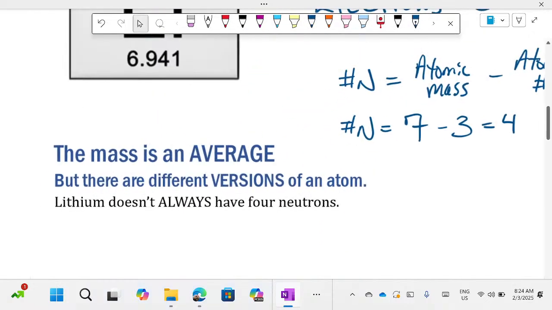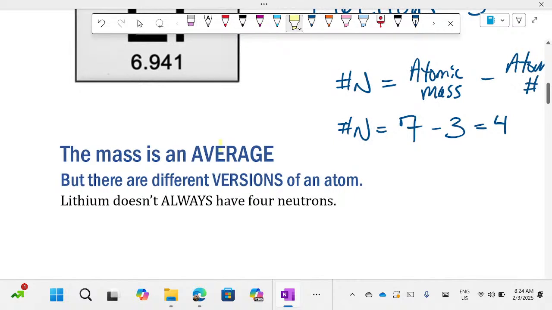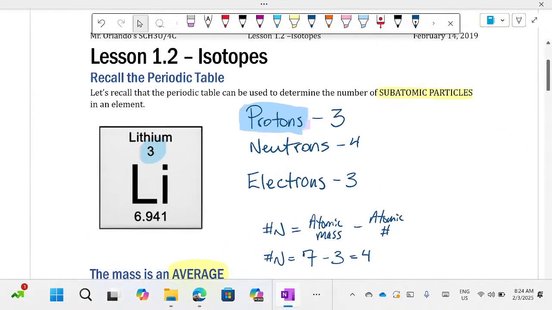Well, as it turns out, the answer is that the mass is an average. Now we said that this is always true, right? By definition, if something is lithium, it must have 3 protons. Can we change this? Yeah, right? We can take electrons away from lithium. In fact, very commonly, lithium will lose 1 electron and take a charge of +1.